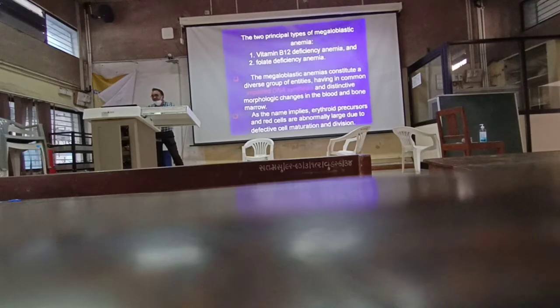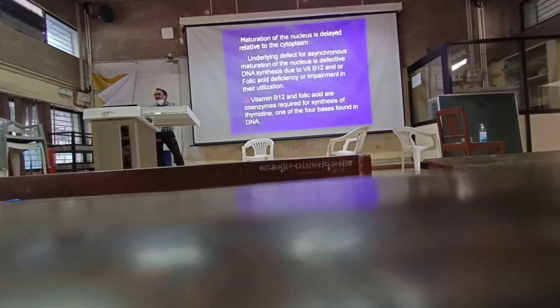Megaloblastic anemia constitutes a diverse group of entities having in common impaired DNA synthesis and distinctive morphological changes in the blood and bone marrow. As the name implies, erythroid precursors and red cells are abnormally large due to defective cell maturation and division. Maturation of the nucleus is delayed relative to the cytoplasm, and the underlying defect for this asynchronous maturation is defective DNA synthesis due to vitamin B12 or folic acid deficiency and impairment in their utilization.